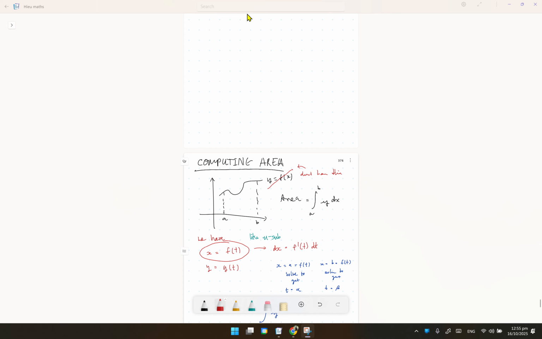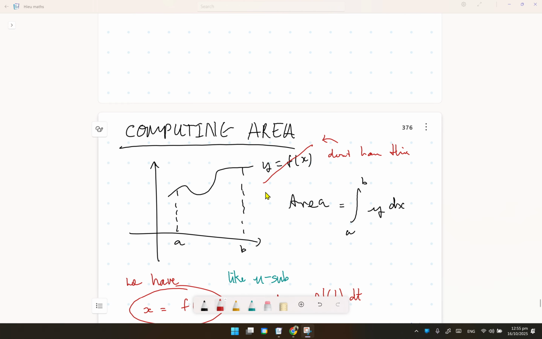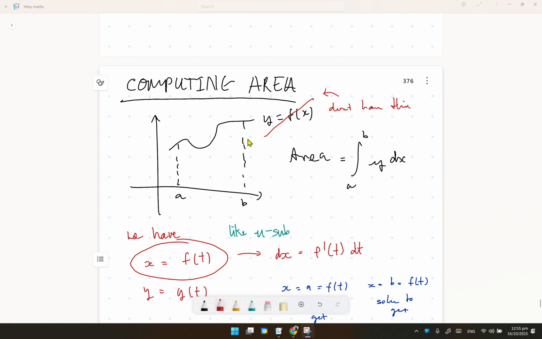Guys, welcome back to another video, and we're going to be doing computing the area of parametric curves. I'm going to explain first of all how we're going to do that, and then we're going to do a few examples. So when we compute an area, let's imagine that we had a y equals f(x) graph. We don't have that, but let's pretend we do. We want to compute the area of this graph, we just simply do the integration from a to b of y dx.